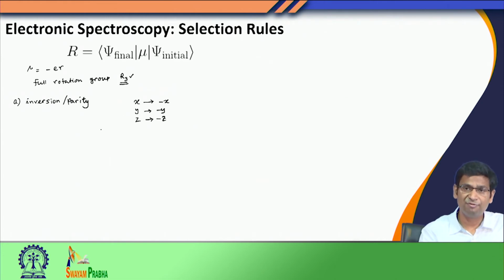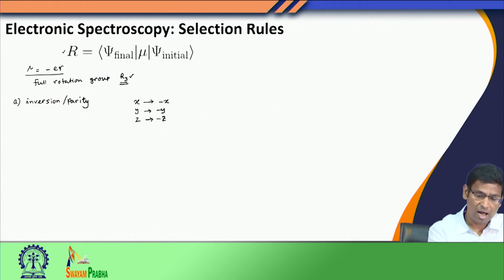So, an even function is symmetric with respect to parity, and an odd function is antisymmetric with respect to parity. Now, let us look at the three components in this transition dipole moment expression. First, we will consider the dipole moment operator mu. As we see, the electric dipole moment operator mu is given by minus eR.